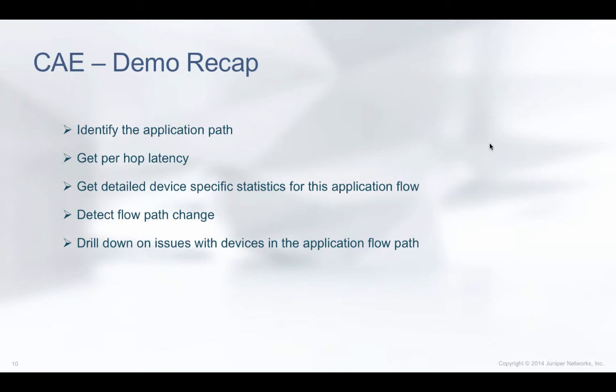If there is an important application, you can run a low-frequency trace for the application all the time. This would help in forensic analysis. If there was a problem with application performance, CAE can provide the ability to look at detailed network statistics when the application performance was affected.